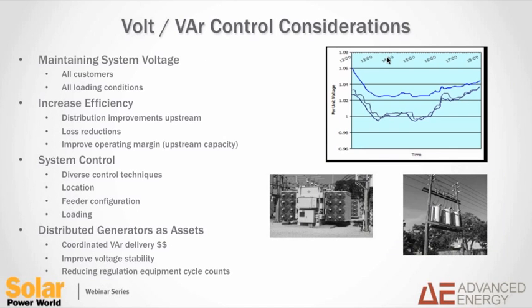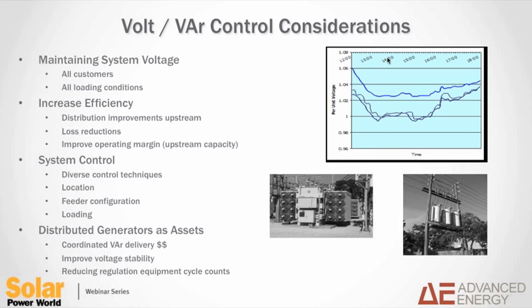So from a volt-var control point of view, the utility's responsibility is to maintain system voltage for all customers under all conditions. But there's a big motivation by utilities to do this at a more granular level if possible, because if you increase efficiency by maintaining voltage at a very thin, narrow deadband, then you can see improvements in your distribution support upstream. You can reduce losses. You can improve your overall margins of capacity in the network. So utilities have a vested interest in performing more granular levels of voltage control if possible, if they have the assets at their disposal to do that.